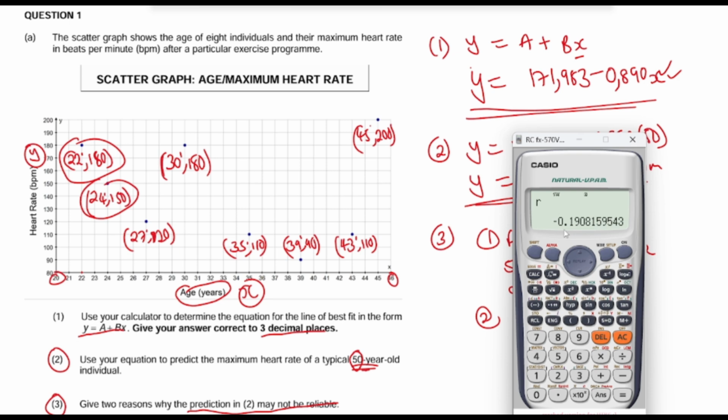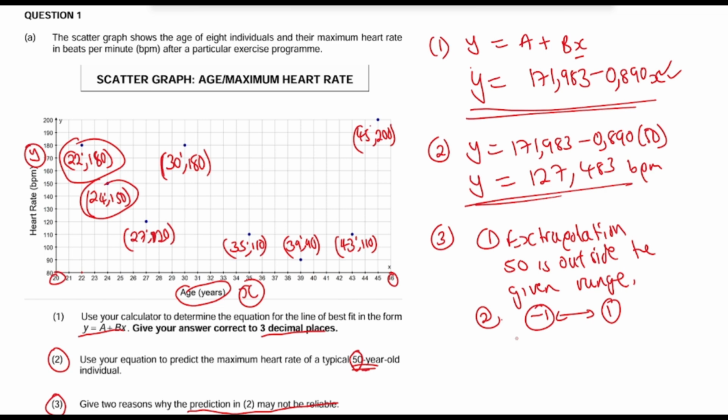Do you see that the correlation coefficient is negative 0.19? So the correlation coefficient actually shows us that this is a very weak negative correlation. You can say R is equal to negative 0.19. It shows us that it's a very weak negative correlation. So these are the 2 reasons you can use to show that this prediction may not be reliable.